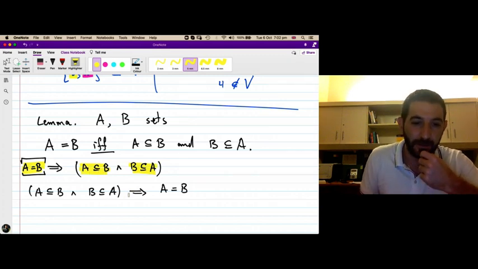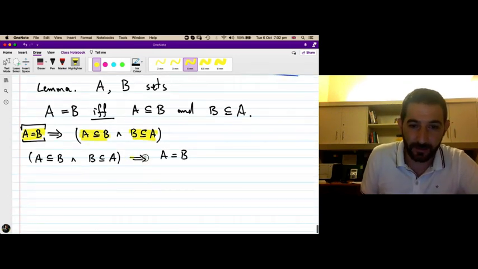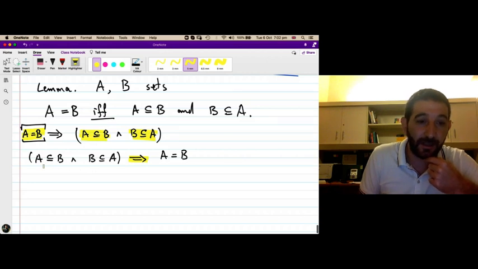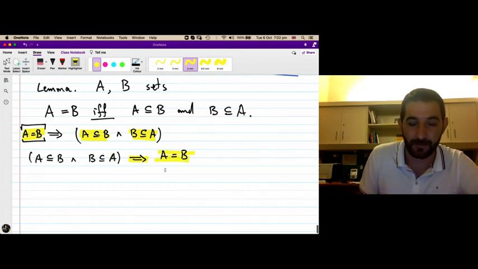And you do this similarly, and the second direction, the reverse direction, says that if every element in A is also in B and every element in B is also in A, then A and B contain the same elements. That is, they are equal.